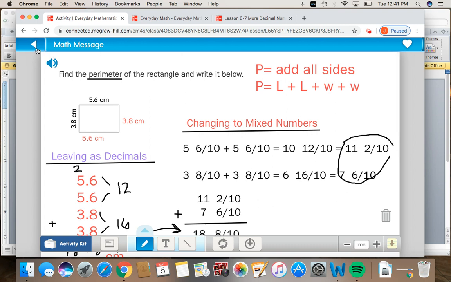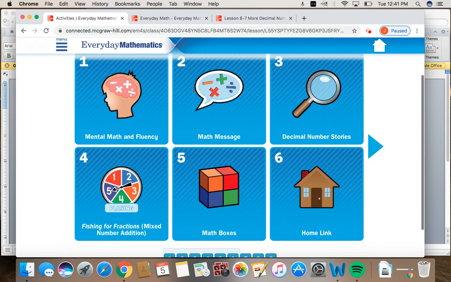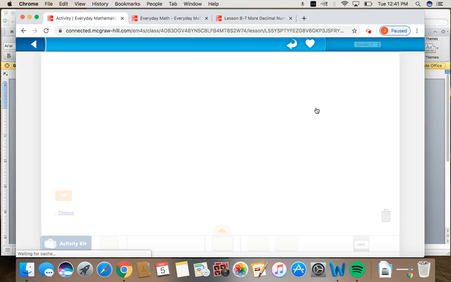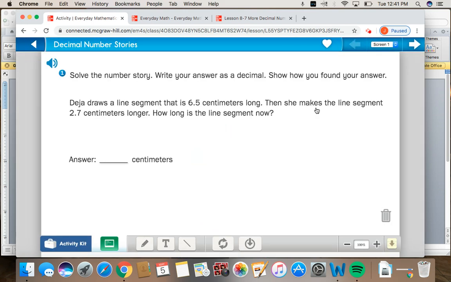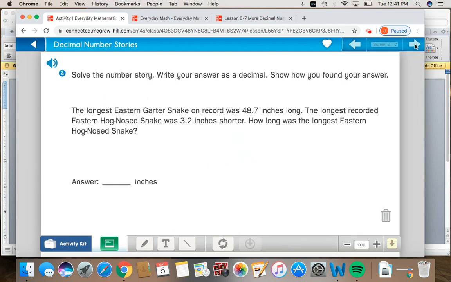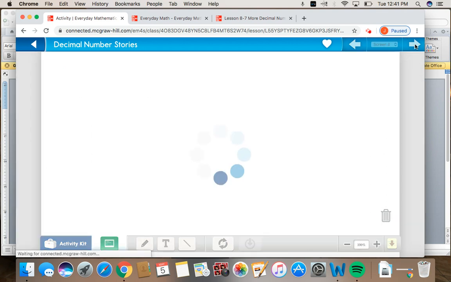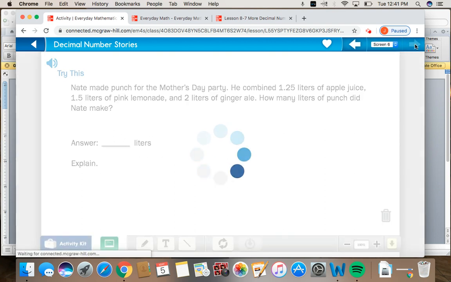So let's go back and see what else you're going to be doing today. You have these decimal number stories. And they might not be asking you for perimeter, but they're all going to be asking you to add decimals in some way. And again, you can leave the decimals the way they are, or you can change them to mixed numbers. So you have problem 1, 2, 3, 4, and 5. And you also have a try this.